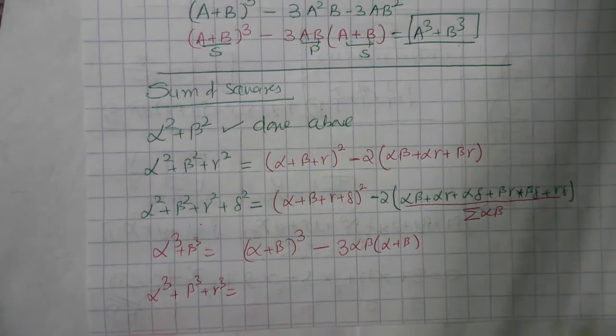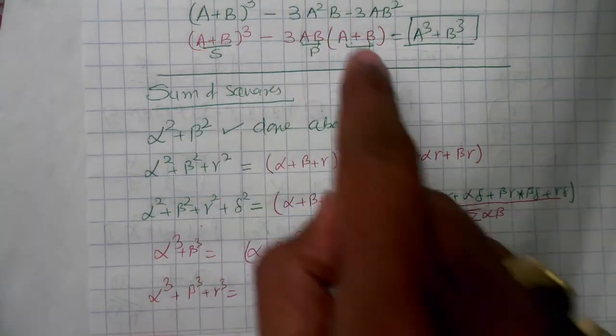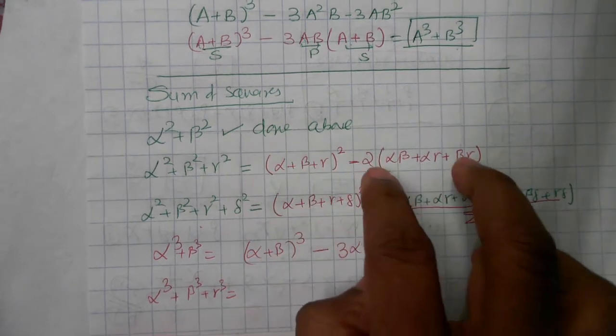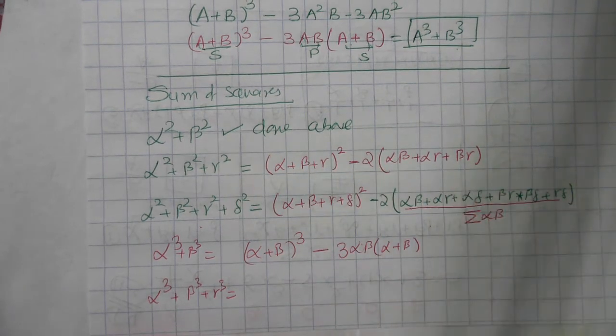You do sum of roots square, take away, taking two at a time, twice of taking two at a time. Okay, that's how exercise 4D. We'll look at a couple of questions from here now.